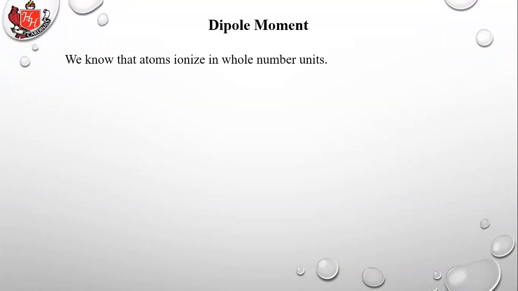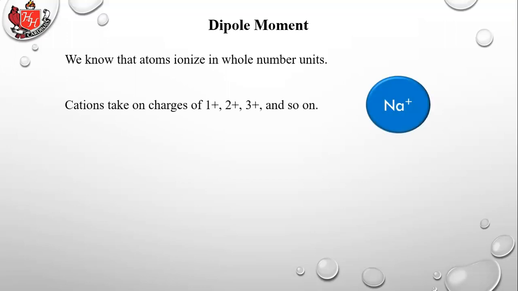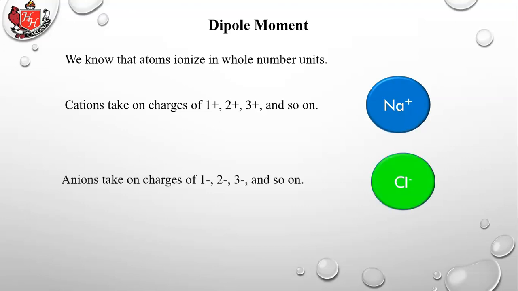Okay, we know that atoms ionize in whole number units. So cations take on charges of +1, +2, +3, and so on, such as sodium, it's a +1. And anions take on charges of 1-, 2-, 3-, and so on, such as chloride.